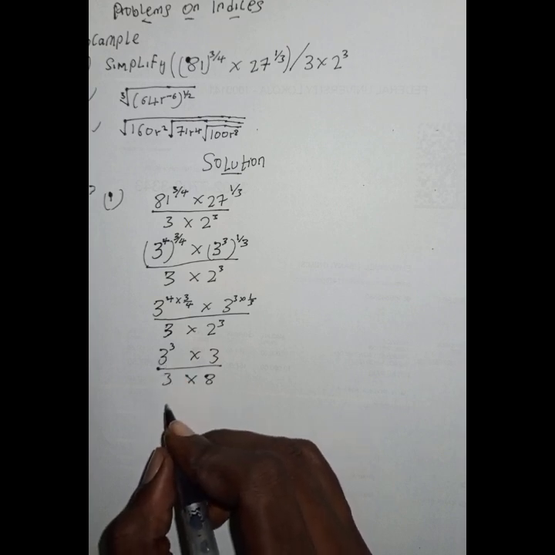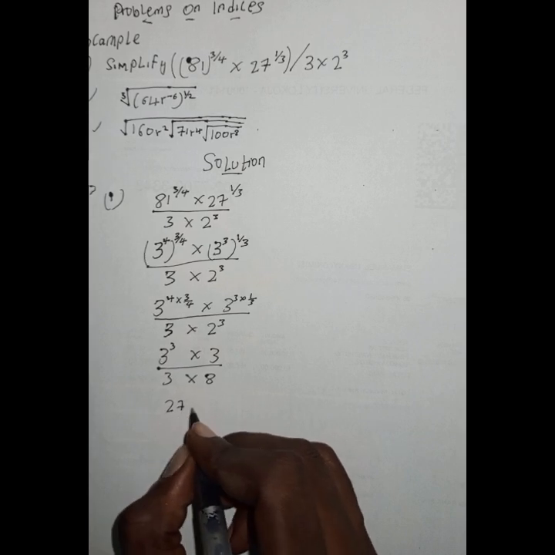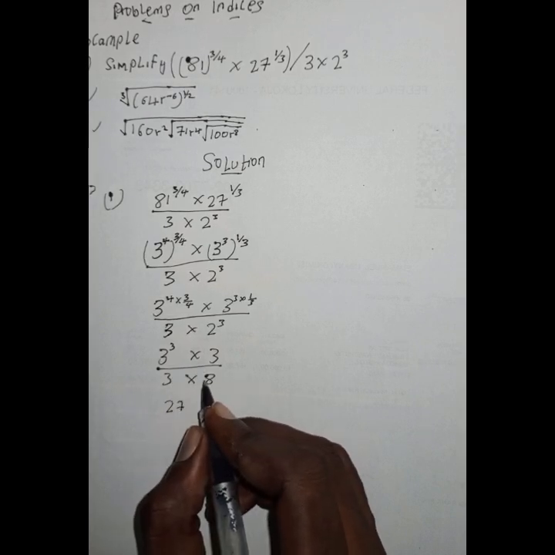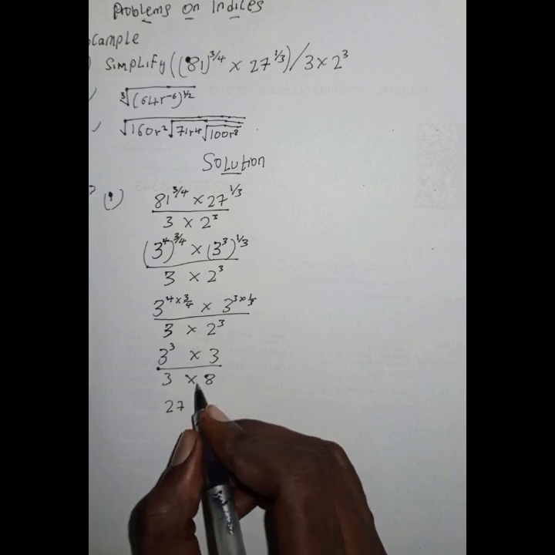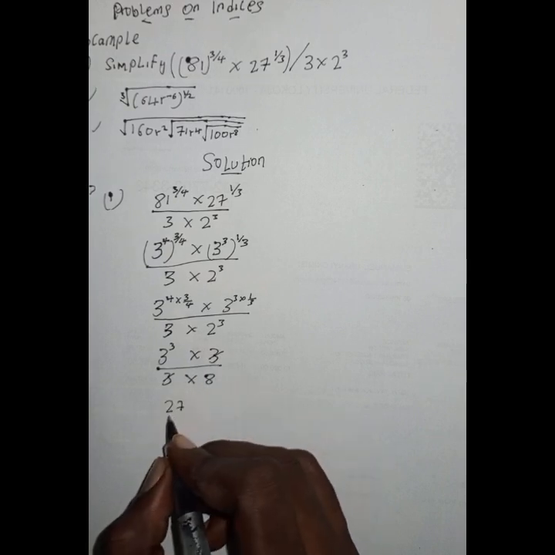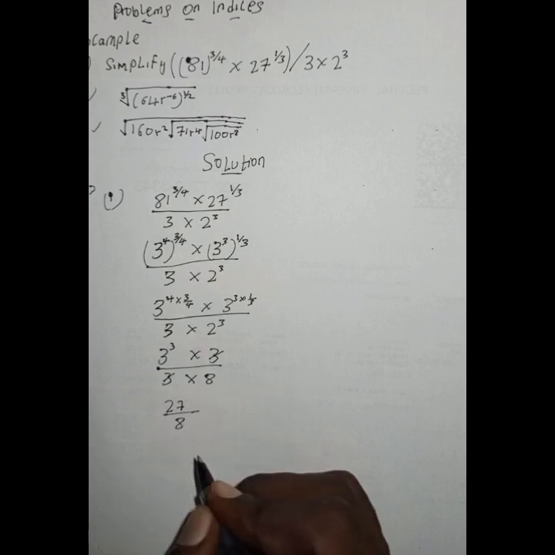3 raised to the power of 3. 3 times 3, 9. 9 times 3, 27. So I have 27 times 3. Since this is multiplication, the numerator is multiplication and the denominator is multiplication, I can simply cancel this 3 and cancel this 3. So I have 27 all over 8.